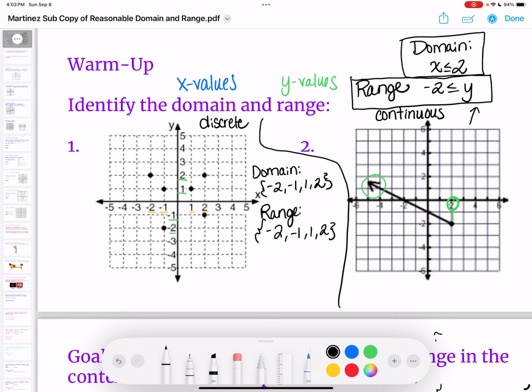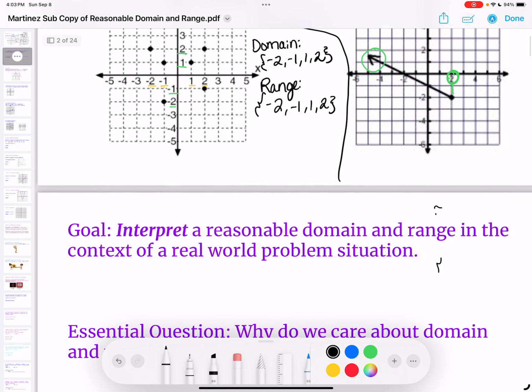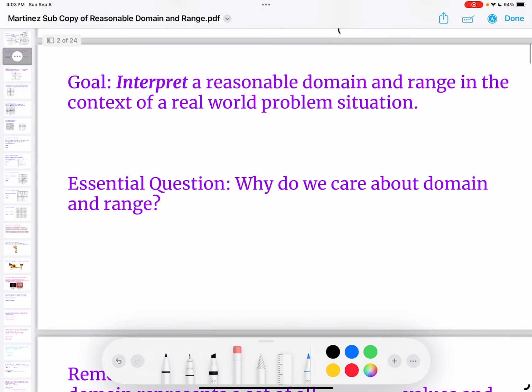Okay, so today we're going to kind of build off of that. We're going to do some more practice, and then we're going to go up from there and continue into stuff that's more real life, okay? So, I'm going to erase. It says the goal is to interpret a reasonable domain and range in the context of a real-world problem situation. The essential question is, why do we care about domain and range?